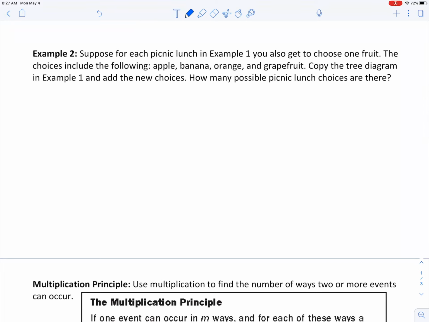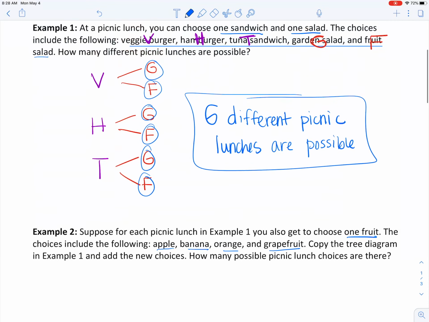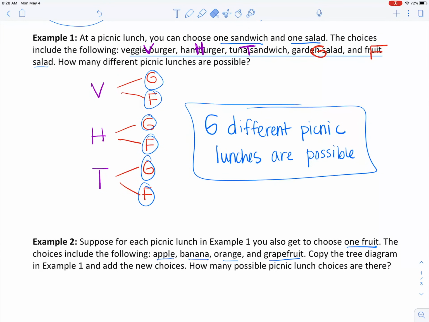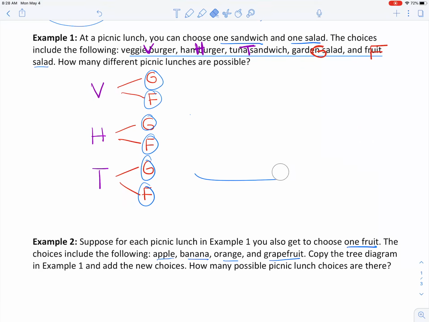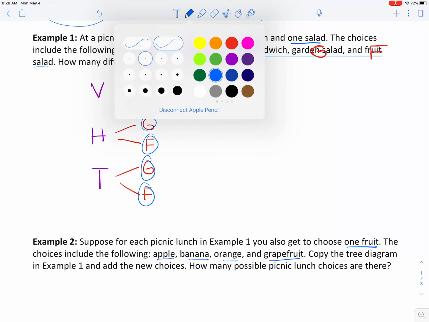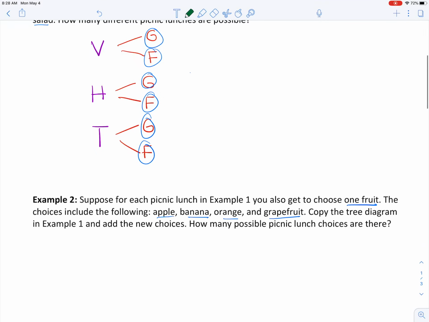Let's do another one. Example 2. Suppose for each picnic lunch in example 1, you also get to choose 1 fruit. So this is in addition, okay? The choices include the following: apple, banana, orange, and grapefruit. Copy the tree diagram in example 1 and add the new choices. How many possible picnic lunches are there? So the first part is the same. I'm going to erase this here and give myself more space. I'm okay if you do that as well, to just add on to your diagram rather than creating something new.